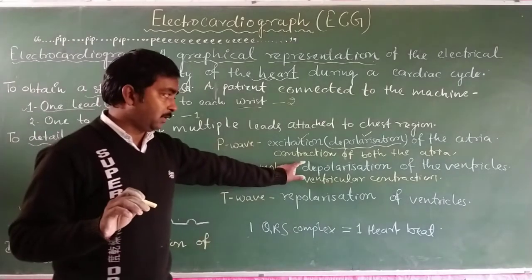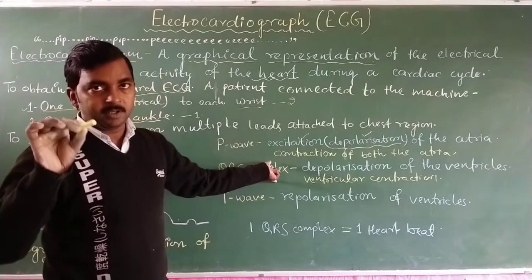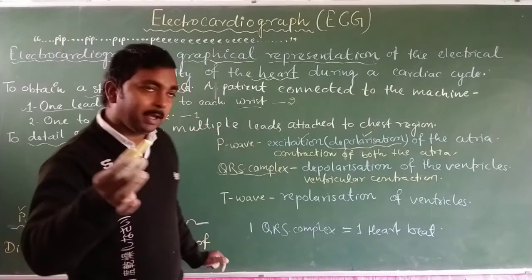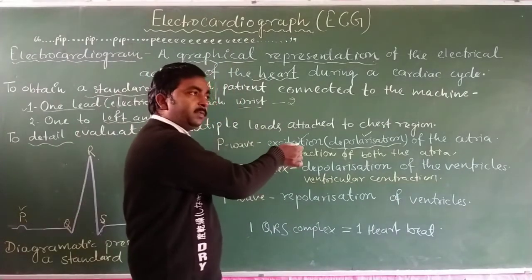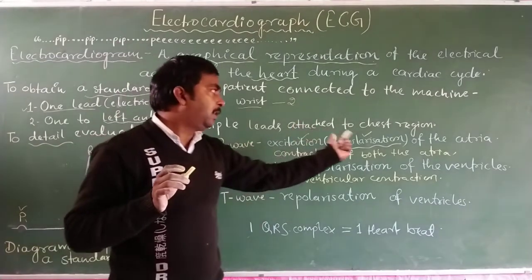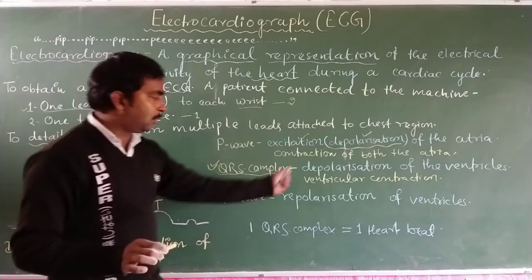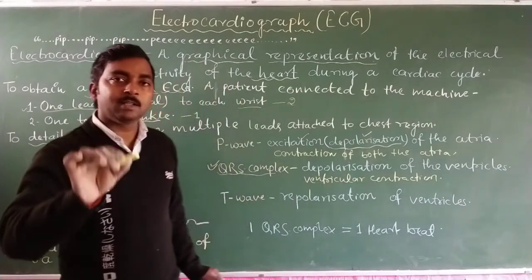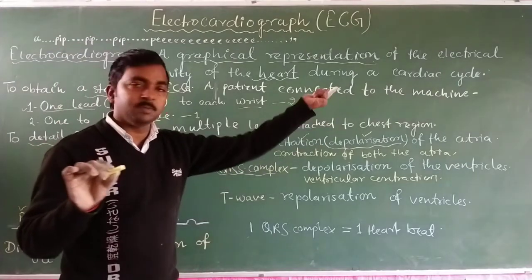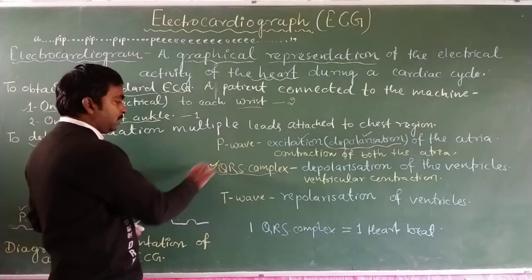The QRS complex represents 2 actions. The first action is ventricular contraction, and the second action is the recovery of the atrial chamber, which means the relaxation of the atrium. Both processes take place simultaneously: the ventricles contract and the atria relax. So the QRS complex serves this purpose.